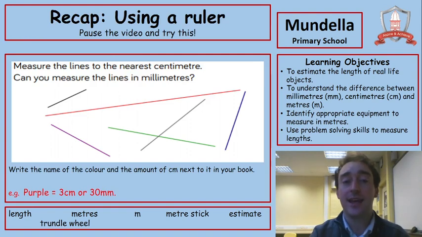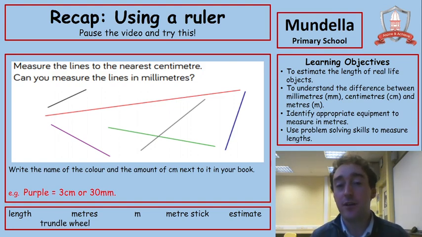Okay, let's have a recap. Yesterday we talked about using a ruler. So, there are 6 different coloured lines there. And what I would like you to do is write down those colours in your book. And next to those colours, I want you to try and use your ruler to measure how long the lines are. Now, it might appear differently.